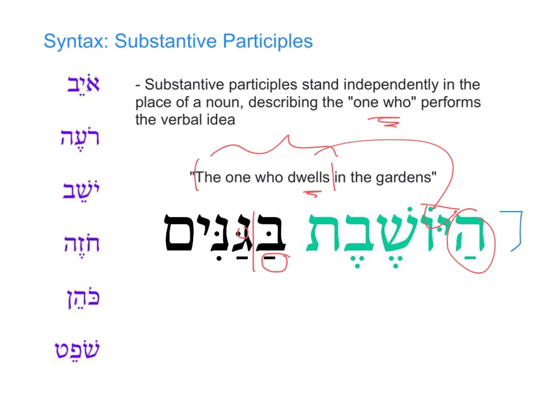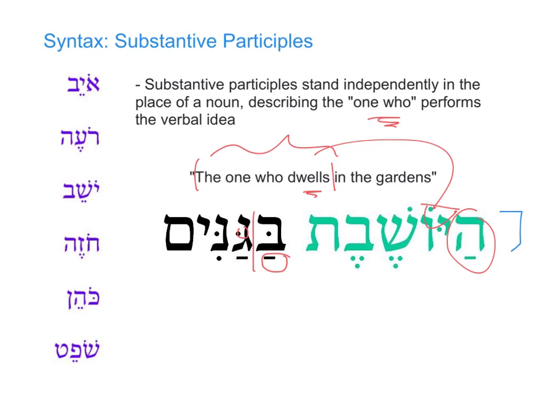So if we look at our list on the left here in the purple, oyev, this word meaning enemy, is essentially a substantive participle. Roeh, the same thing. This means shepherd, but it's a participle, come from the verb to shepherd. Yoshev, as we have here, inhabitant. The one who dwells in the gardens, we could also say the inhabitant of the garden. Choseh, meaning seer, one who sees.